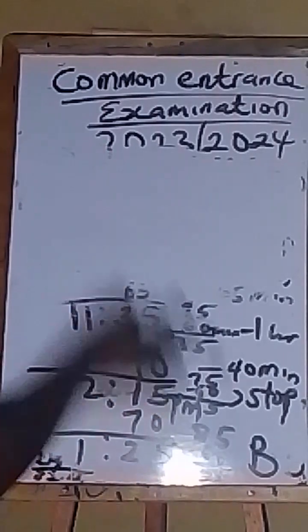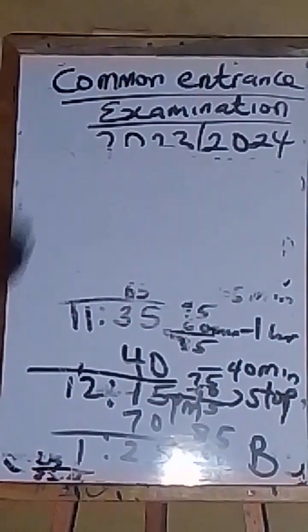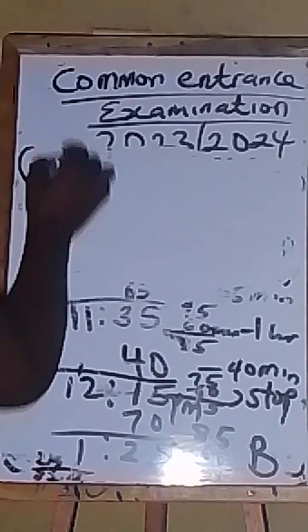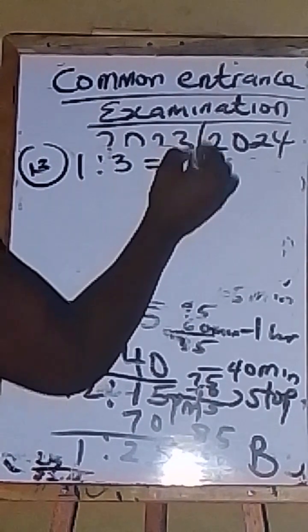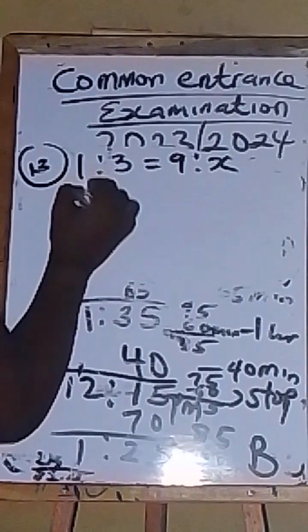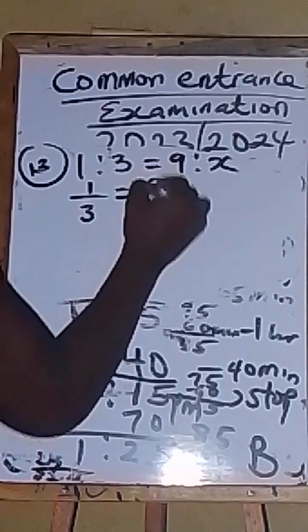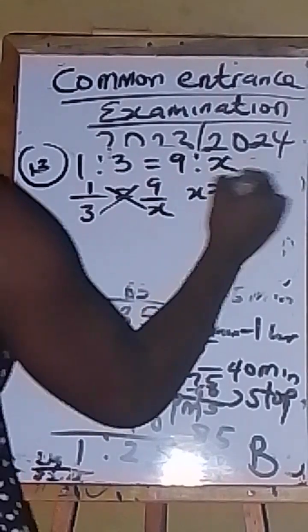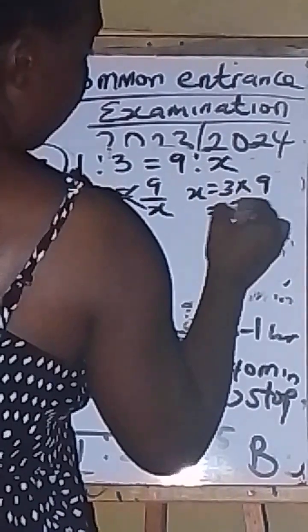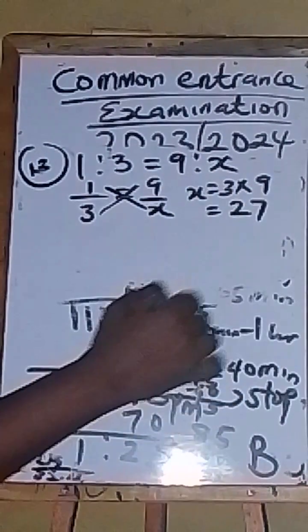We move ahead to 13. We have 1:3 equals 9:x. You know 1/3 equals 9/x. That's ratio, so we cross multiply. x equals 3 times 9, and that's going to give us 27.